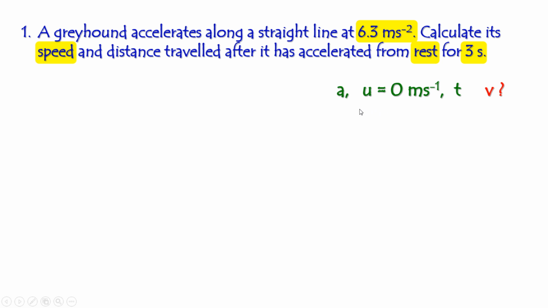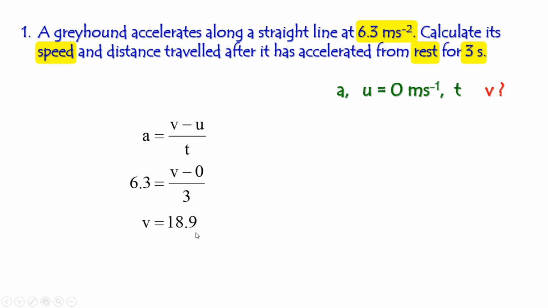Which equation will you use? You have a, u, t, and v. So look at the equations. This should be the second equation. If you write down this one as the first step, and then put the data into the equation: the acceleration is 6.3, the final speed v I don't know, the initial speed is 0, and the time taken is 3 seconds. Then you can get the answer. It should be 18.9, right? But don't forget to write down the unit.